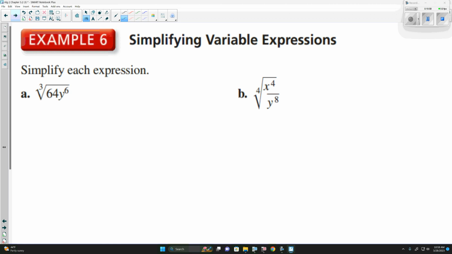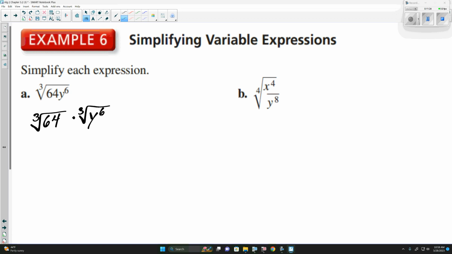So let's look at this first one here. The cubed root of 64y to the 6th. Now we're going to use our multiplication property first. Because I have two things multiplied together, we can rewrite them as each one of them times each other. So we can say the cubed root of 64 times the cubed root of y to the 6th.